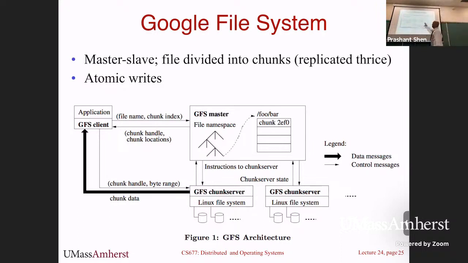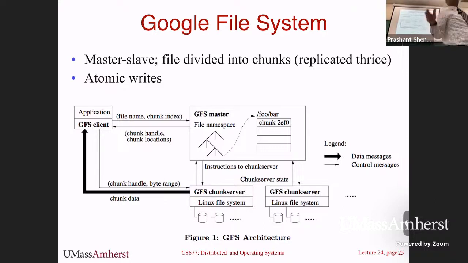Some nodes are essentially metadata nodes. So you'll see that there's a file system namespace, that's your file system tree, and for each file you keep a table saying where is the first chunk, where is the second chunk, where's the third chunk. And so that's going to tell you which machines it is stored on. These are the machines that are actually your data nodes. They're called chunk servers.